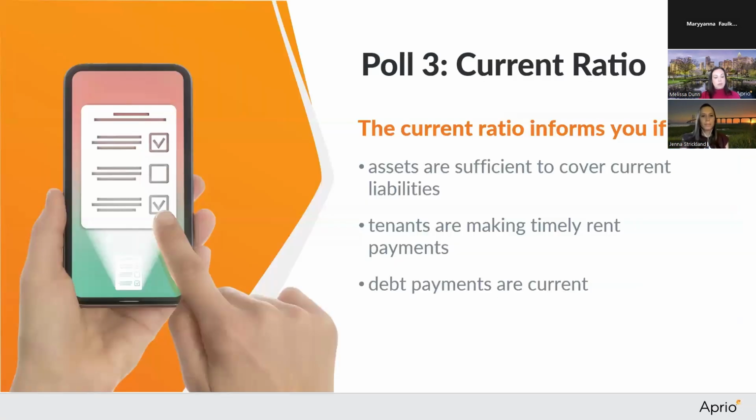So next we have our third poll. The current ratio informs you if, so you'll pick one of these answers, the assets are sufficient to cover the liabilities, tenants are making timely rent payments, or debt payments are current. We'll give a little bit more time to answer.